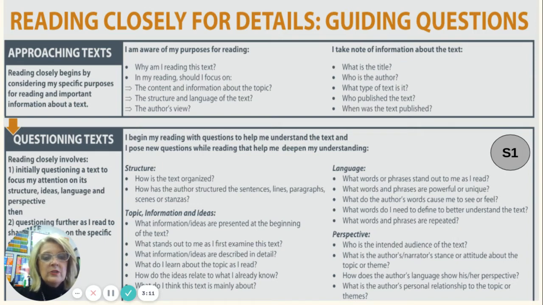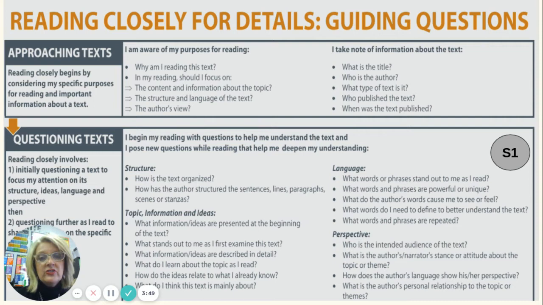When you start to look at informational text, you want to look at the structure. How's this text organized? How has the author structured the sentences, the lines, the paragraphs, scenes, or stanzas? And you want to look at the topic, the information, the ideas. What information or ideas are presented at the beginning of the text? What stands out to me as I first examine this text? What information or ideas are described in detail? What do I learn about the topic as I read this? And how do these ideas relate to things that I already know? And what do I think this text is mainly about? What's it really teaching me?